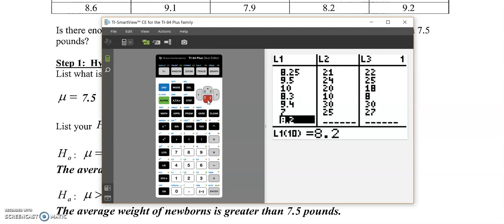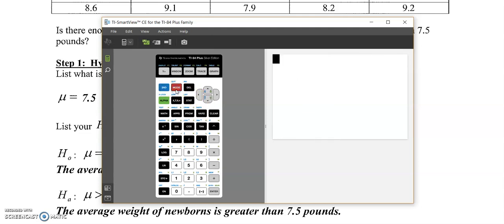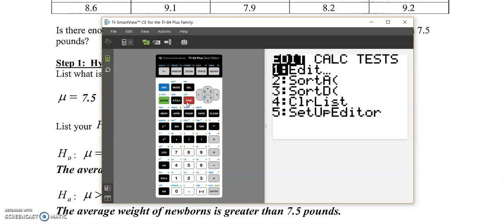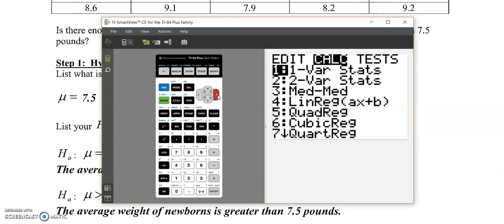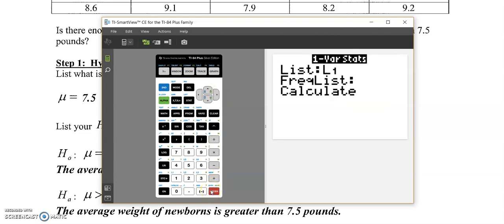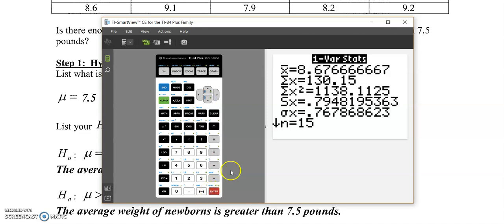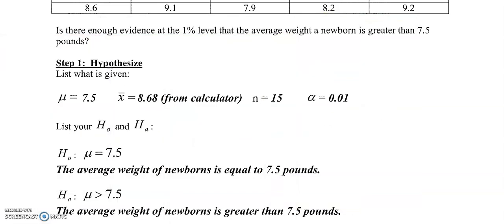Now if I want to find the sample average, I'm going to press second mode. Then I press stat, to the right for calculate, choose number 1 for one variable statistics, choose list 1 by hitting second 1, and push enter, or go down to calculate and push enter. You notice that X bar is 8.6766666667, and our standard deviation is 0.7948. So X bar, I'm going to round to 8.68, N is 15, there are 15 samples, and our alpha this time is 0.01.